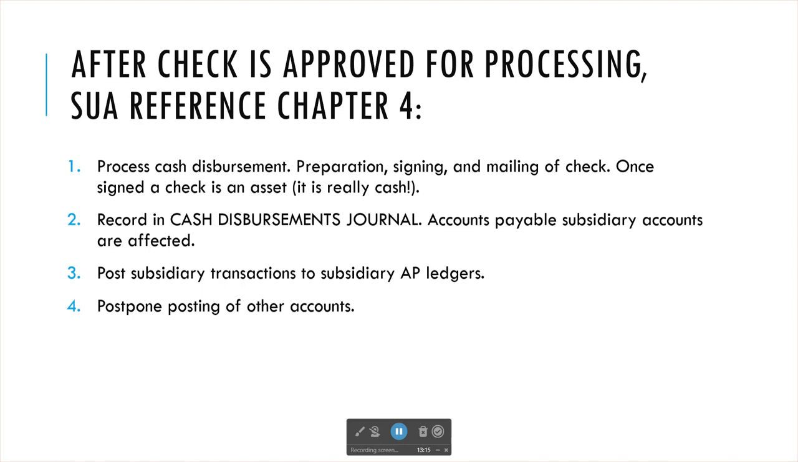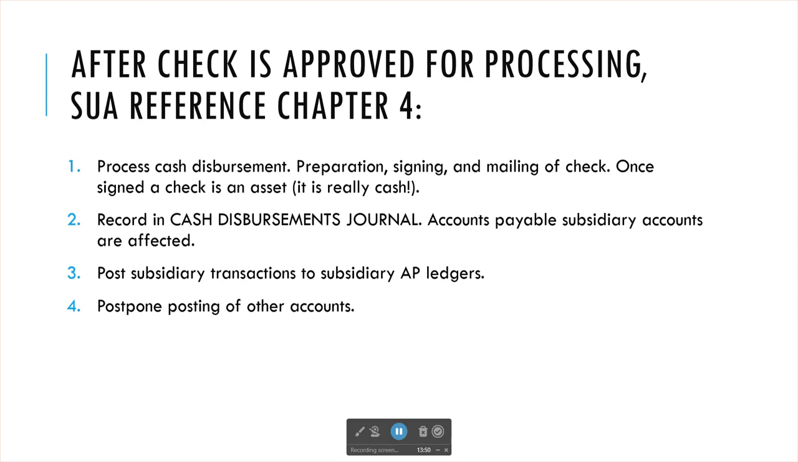In your SUA packet, in the reference materials, you'll be in the reference book, in chapter 4 of it. And for each one of our PowerPoints, while we're working through the SUA packet, you should have reference chapters to read or to review, which discuss the documents, the role of the documents, the actions. And in this, you would see we process the disbursement and we record it in the cash disbursements journal.